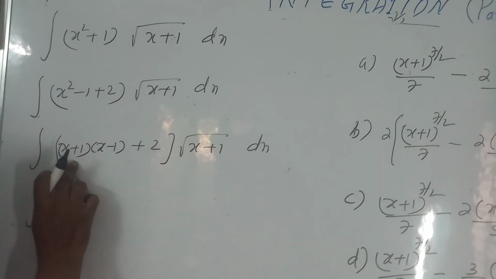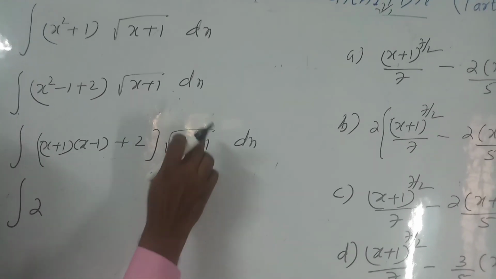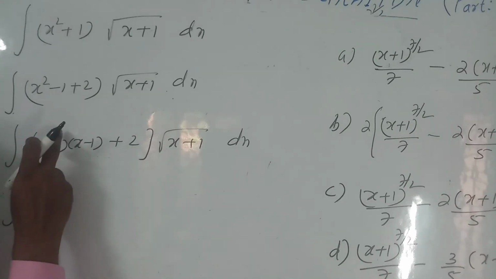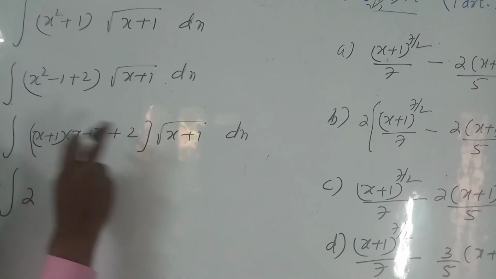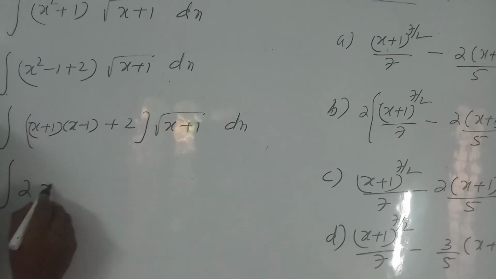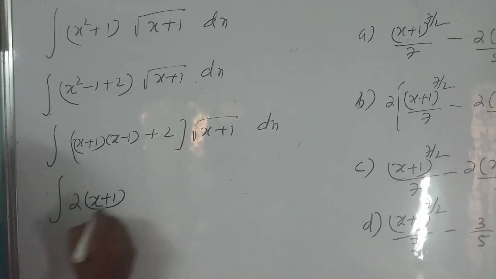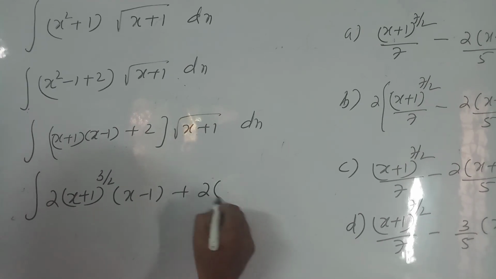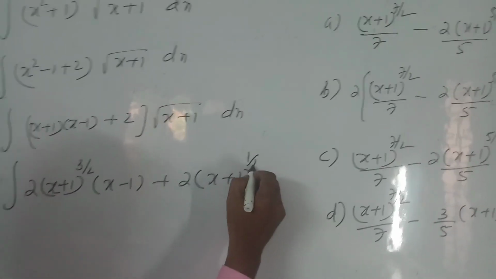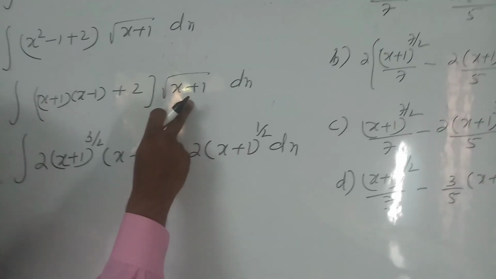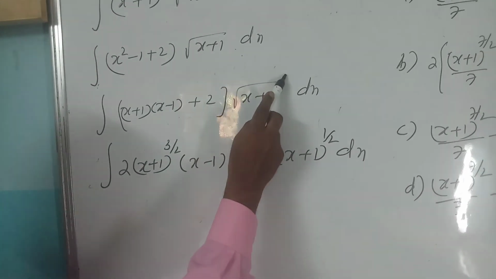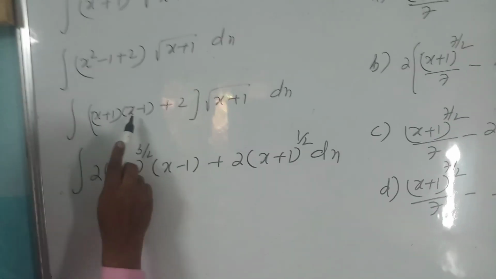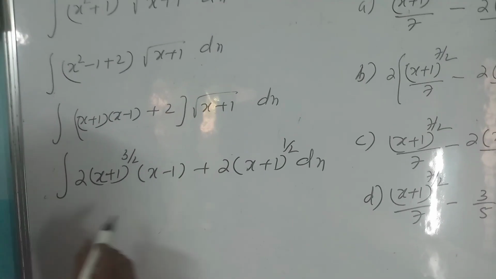(x + 1) into root of (x + 1). Root of (x + 1) means (x + 1) the whole raised to half. So (x + 1) raised to 1 into (x + 1) raised to half equals (x + 1) raised to 3/2, into (x − 1) plus 2 into (x + 1) raised to half.